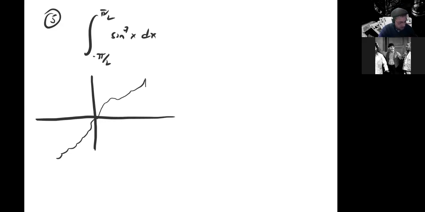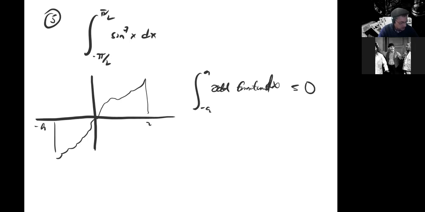So if we're integrating an odd function from minus a to a, dx, we're always going to get 0. So sine to the 7th of x is an odd function, so we better get 0. Nothing to it.